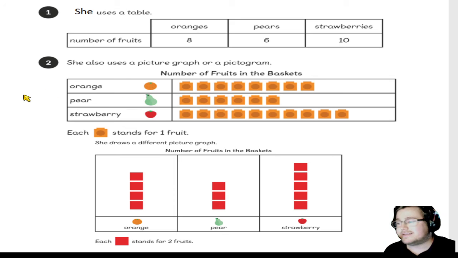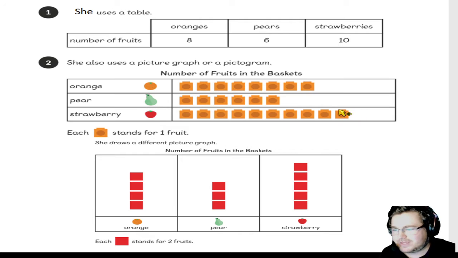She also uses a picture graph or a pictogram, and it looks something like this. So we label our table before we do anything so that anybody that walks along can understand what's going on here. Number of fruits in the basket. So orange. 1, 2, 3, 4, 5, 6, 7, 8. They've used multi-link here, haven't they? Pears. 1, 2, 3, 4, 5, 6. Strawberries. 1, 2, 3, 4, 5, 6, 7, 8, 9, 10.